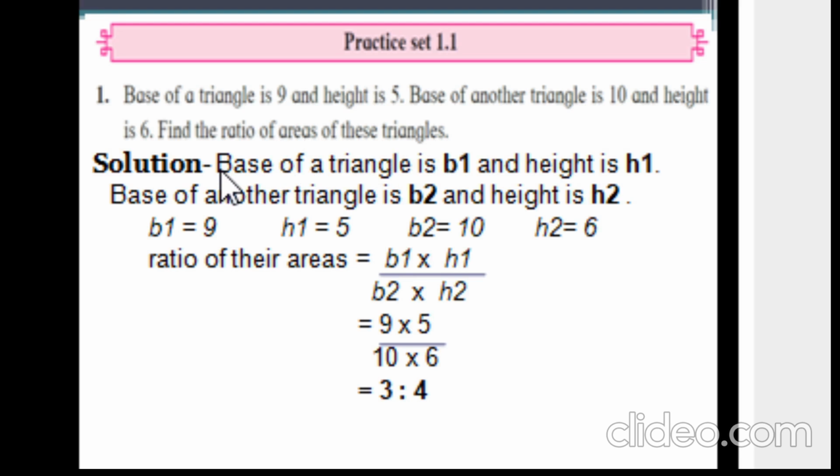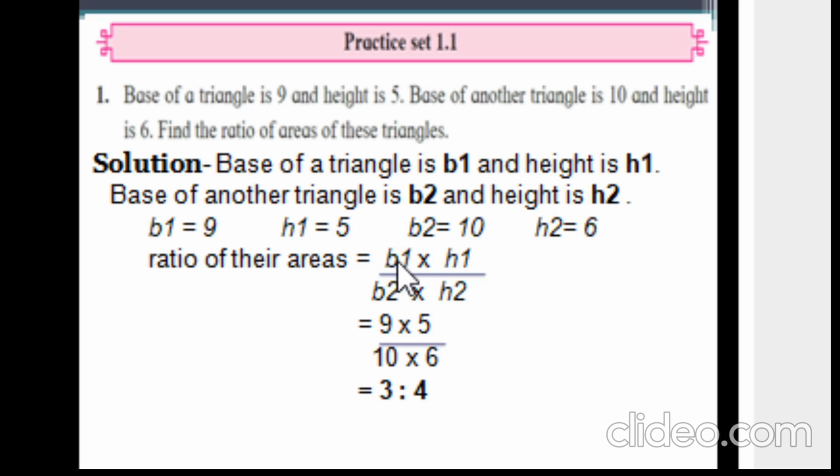Okay, let's see the solution. Base of triangle is B1 and height is H1. Base of another triangle is B2 and height is H2. So put the values: B1 is 9, H1 is 5, B2 is 10 and H2 is 6.